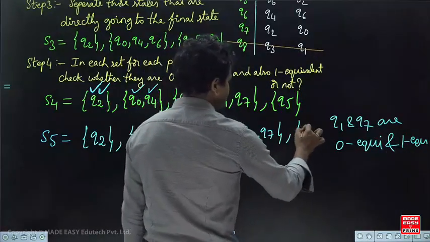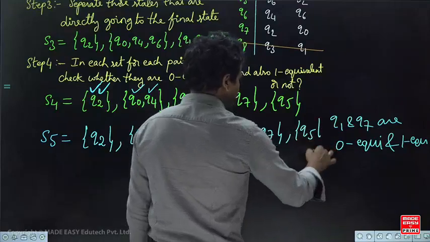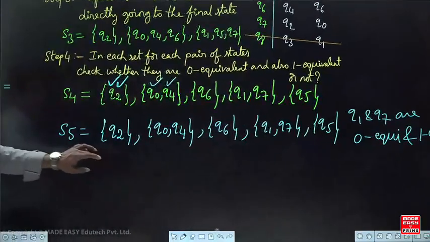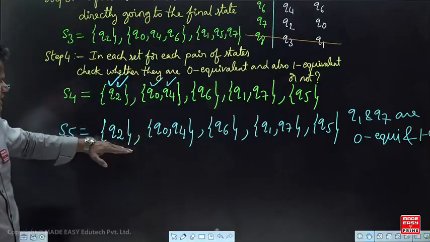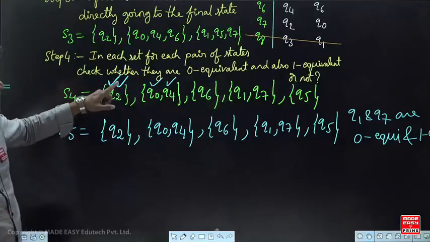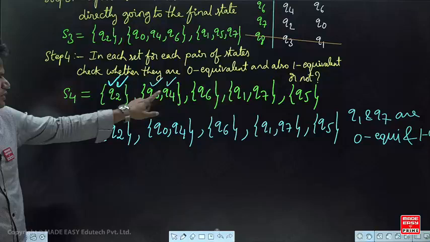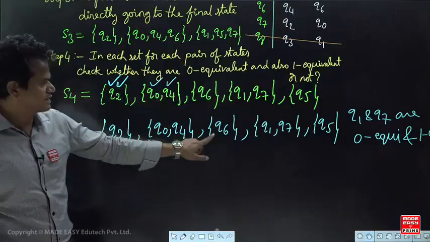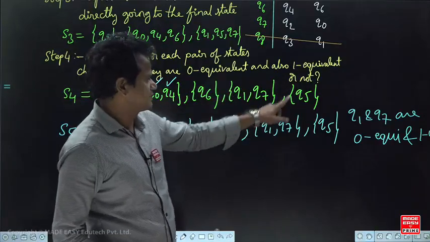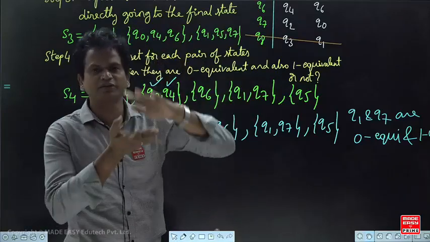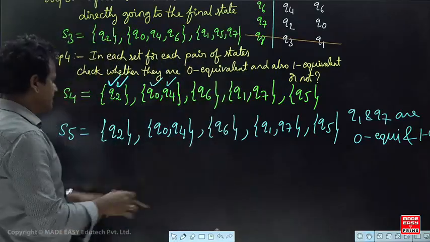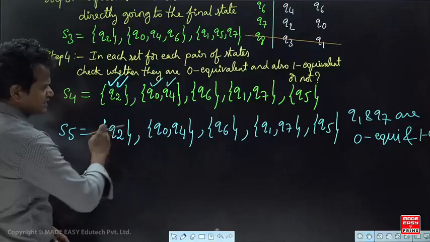And Q5 is a single state. Now guys, look at this one. We have done S5. If you look at S4 and S5: Q2, Q2, Q0, Q4, Q6, Q1, Q7, Q5. So S4 and S5 are equal. Whenever you get the same, you just stop. Even if you consider S6, S7, you will get the same only.